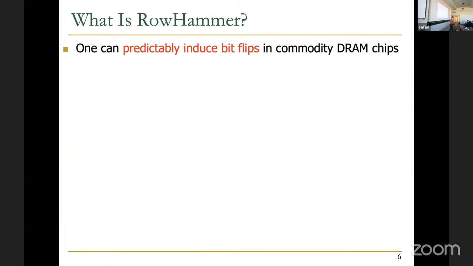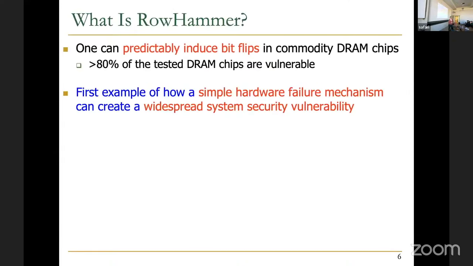So RowHammer, I think a lot of you have seen it, but if you have not seen it, this is a phenomenon that enables one to predictably induce bit flips in commodity DRAM chips. And when we first worked on the phenomenon, we found out that more than 80% of the DRAM chips that we tested were vulnerable. Basically, you could induce bit flips predictably. And interestingly, this is the first really documented example of how a simple hardware failure mechanism can create a widespread system security vulnerability. In the end, RowHammer is a hardware failure mechanism.